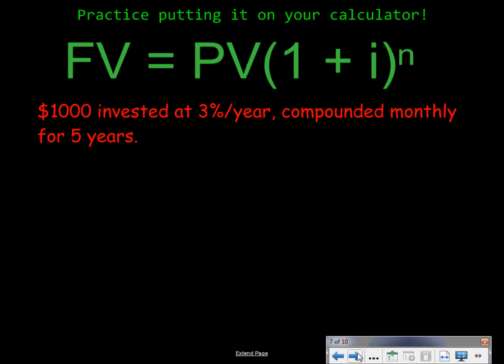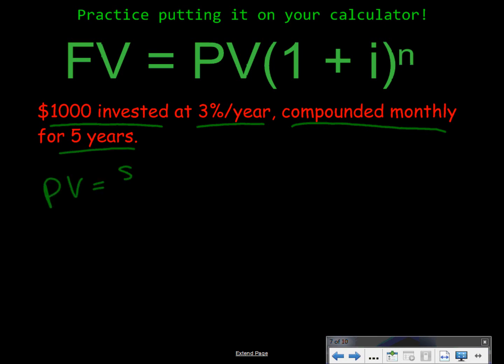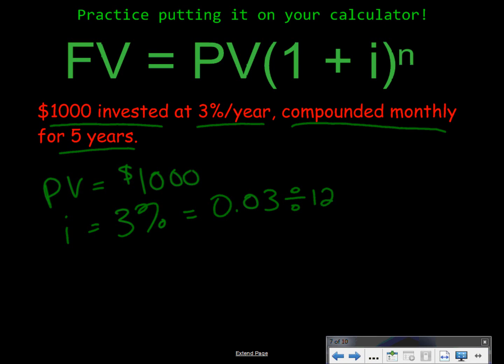Okay, so first things first, let's identify what is what. So $1,000 invested at 3% per year, compounded monthly for 5 years. PV, your present value, is $1,000. That is how much you are starting off with. Okay? Your interest rate is 3%. However, 3% as a decimal is 0.03. And it says I'm compounding monthly, which means I have to divide this by 12. Monthly. There are 12 months in a year. Okay, so I don't get 3% each time.